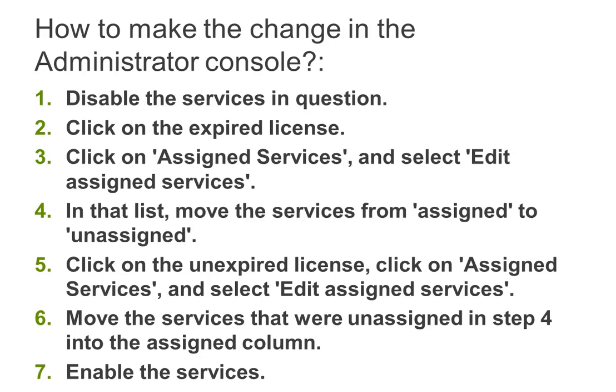So we'll do an overview of how we'll do this in the administrator, and then we'll go in and see how it's done in the actual administrator console. First we're going to disable the service with the expired license, and then we'll click on that expired license, go to Assigned Services and select Edit Assigned Services. In that list, we'll move the services from the assigned to the unassigned column, and then click on the unexpired license, click on Assigned Services and select Edit Assigned Services. We'll move the services that were unassigned from the old key into the assigned column for the new key. Then we'll go ahead and enable the services.